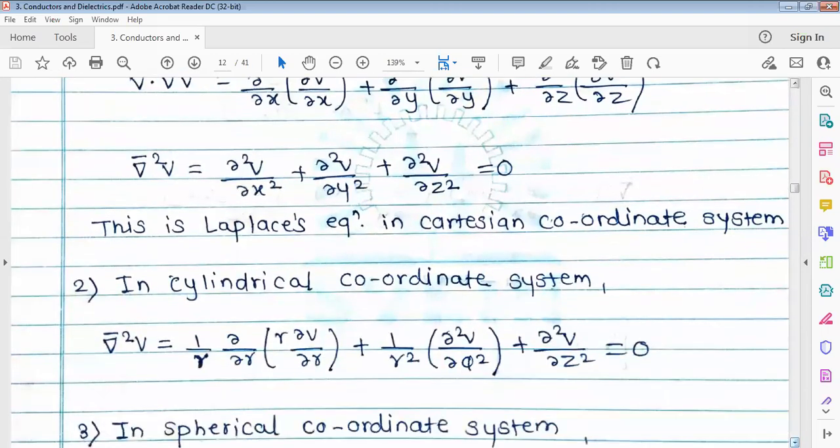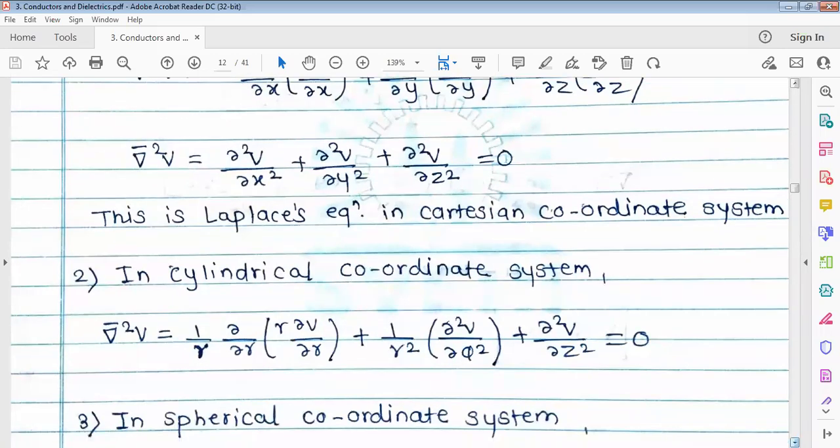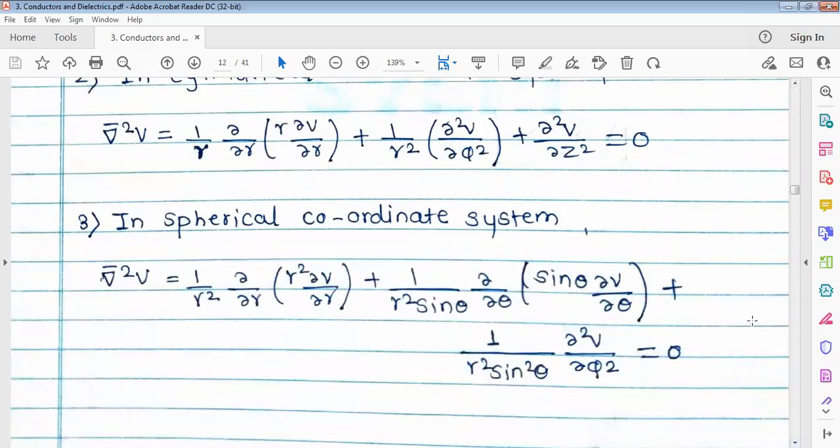Then similarly, you can find it for the cylindrical coordinate systems. Here the equations are directly given. The same process is there: first find del of V, then take the dot product with del again, and you will get del square V. Similarly for spherical systems the equation is given here. You have to remember these equations, the del square operator in different coordinate systems. Are you writing these equations?